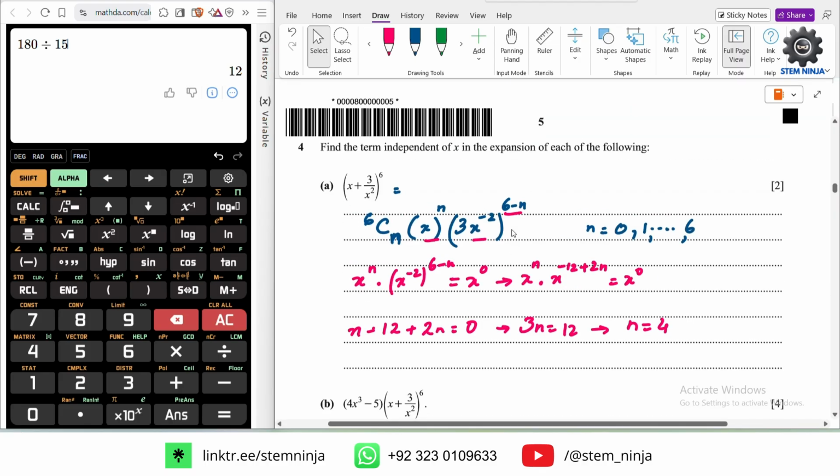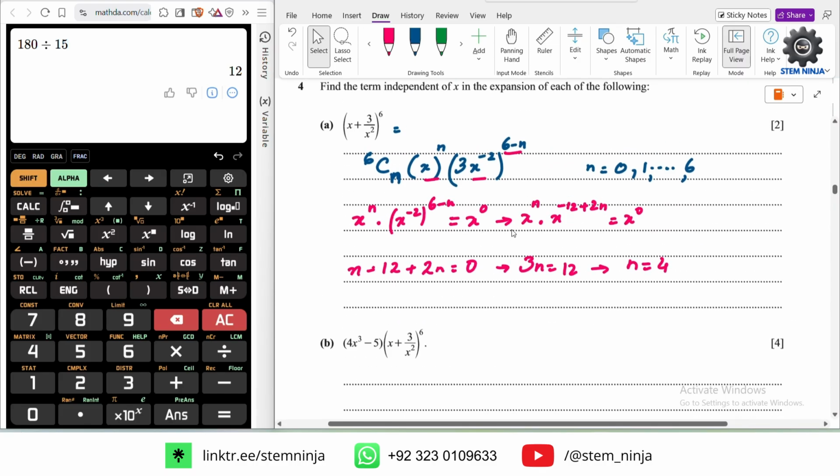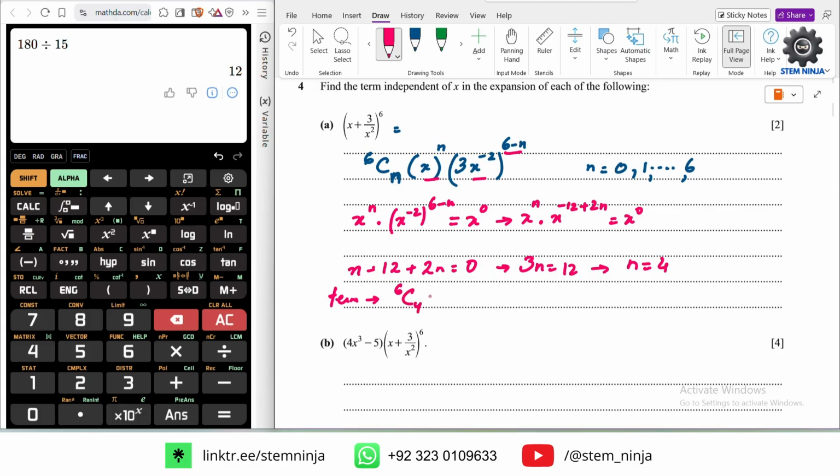Now we need the full term, right? The full term, correct? So the term would be 6c4. Obviously there will be no power of x, right? Independent of x, right? But 3 raised to power 6 minus n, that would be (6 minus 4) squared. That would be the case. So you have 6c4 times 9, that is 135.